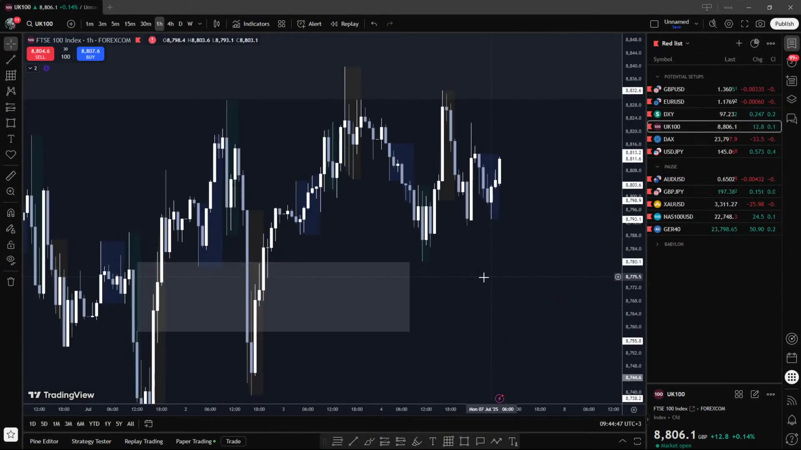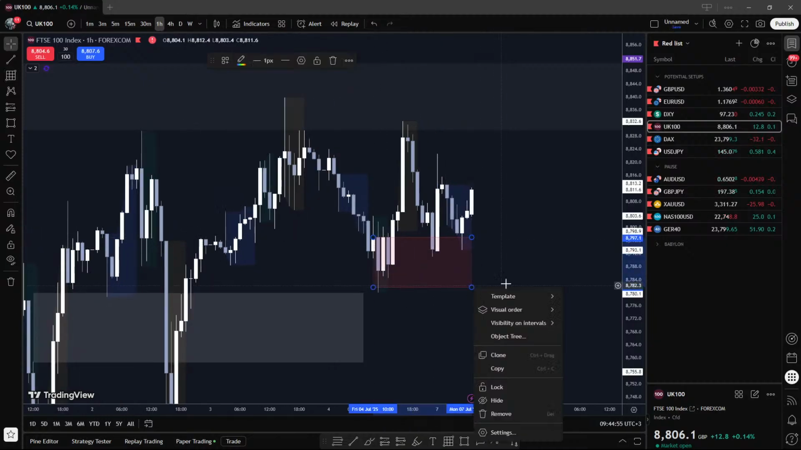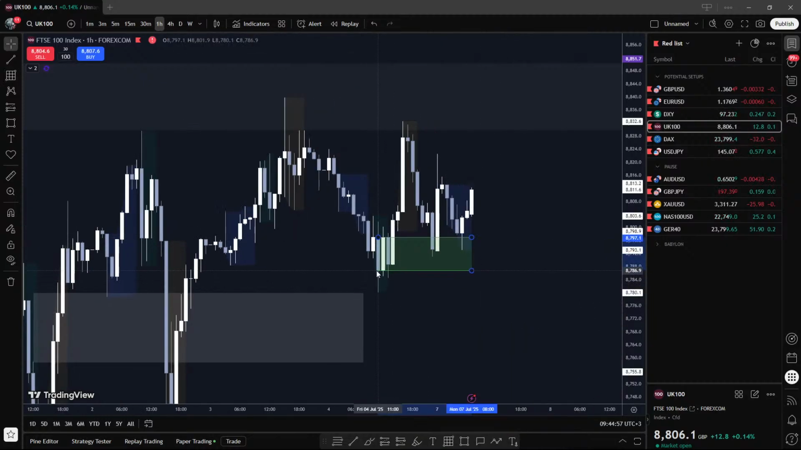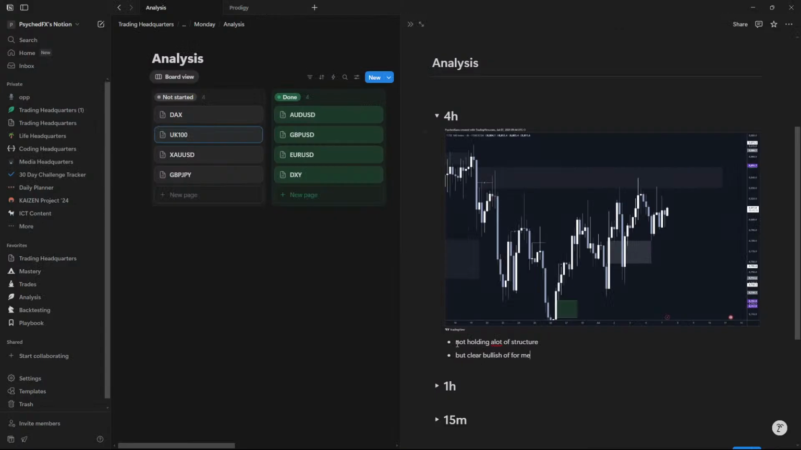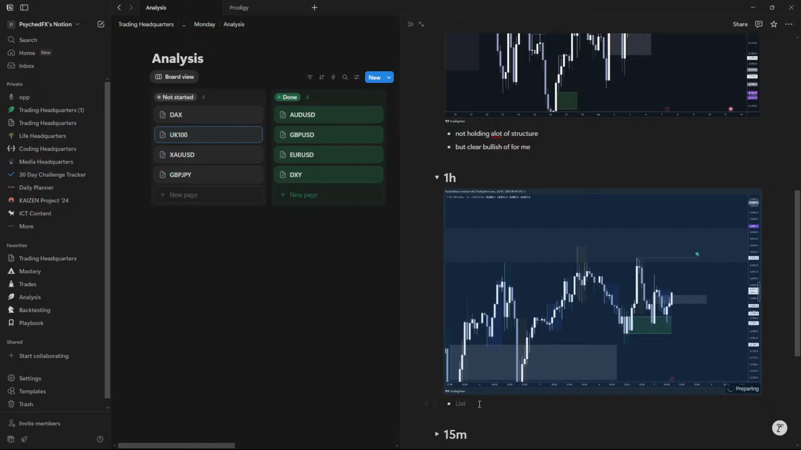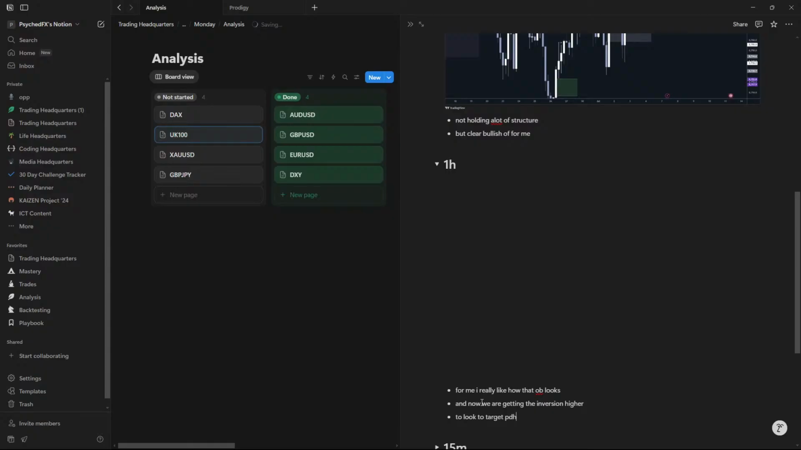In terms of volatility, we have inverse, and we have another inverse here. We have this order block, which I like here. I do like this order block, how it got respected, and now we're getting that inverse here, and we're getting probably a gap form. So for me, this looks like a valid setup to just target this low resistance high. Probably just gonna be this high. I really like how that order block looks, and now we are getting the inversion higher to look to target is really high. It's that simple.